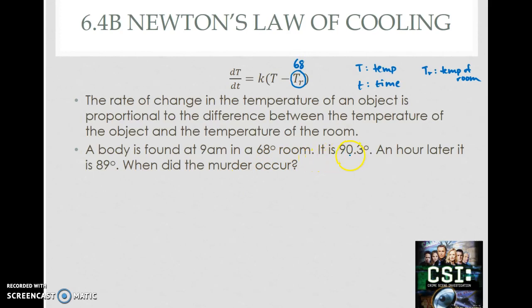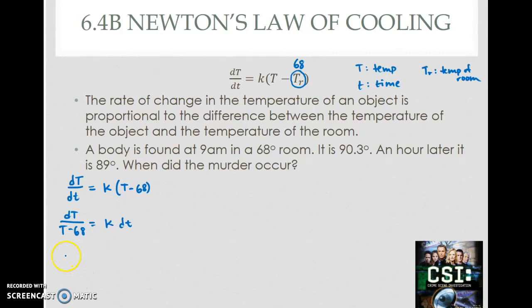The body is 90.3 degrees. An hour later, it is 89 degrees. When did the murder occur? So we're going to go ahead and separate out the variables for our differential equation. dT/dt is equal to k times (T minus 68). I'm going to separate out my variables. So dT over (T minus 68) is equal to k dt.